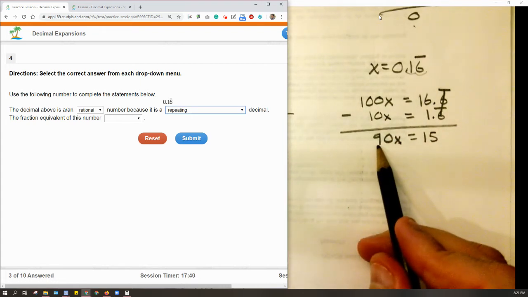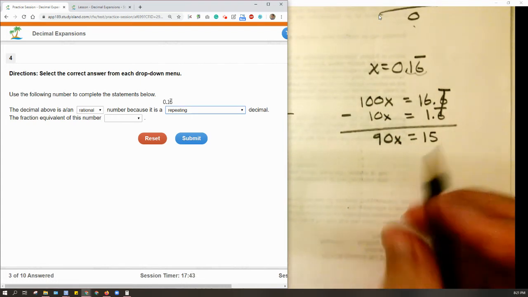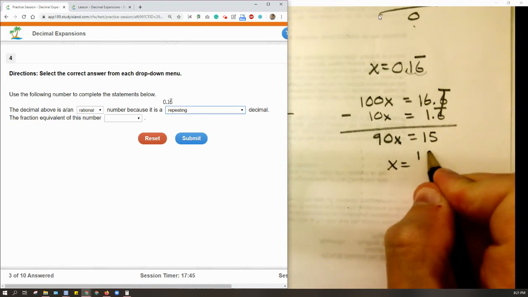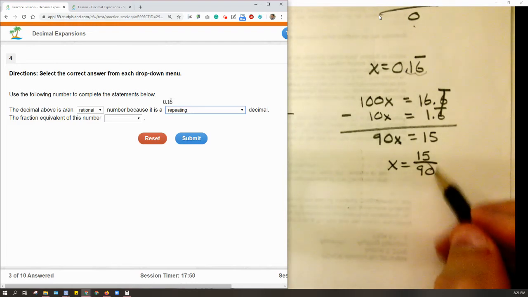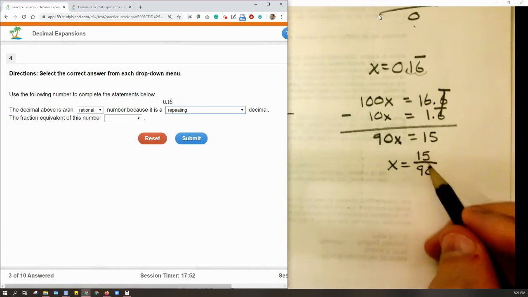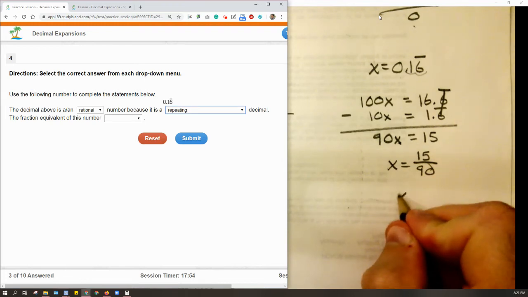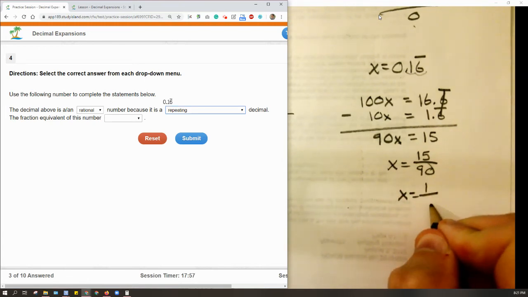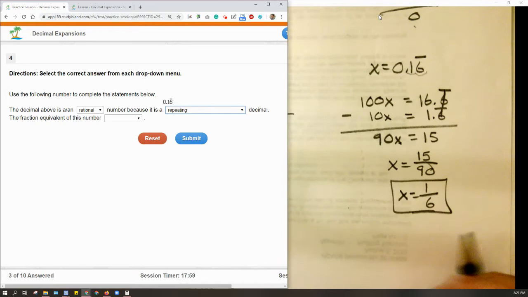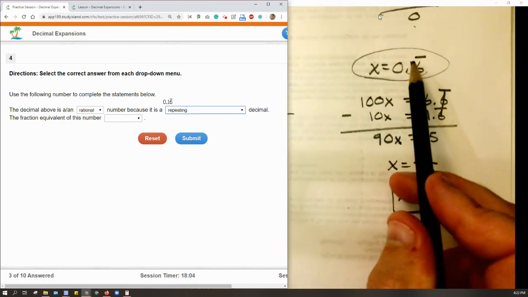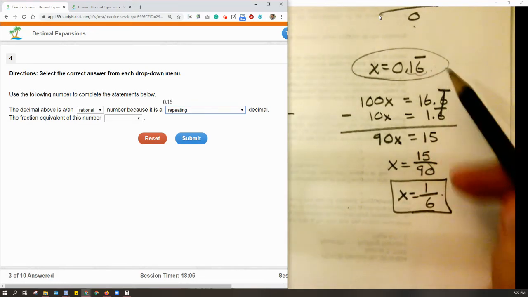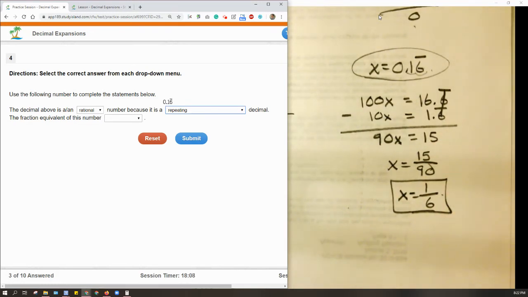After that, you should have a simple one-step equation. If 90x is equal to 15, then 1x is equal to 15/90. Just divide both sides by 90. And hey, 15/90, I can simplify that. 15 and 90 both divide by 15. 15 divided by 15 is 1, and 90 divided by 15 is 6. So when I simplify the fraction, I get x is equal to 1/6. And of course, x started off as equal to 0.16 repeating. So those two things are both equal to x. They have to be equal to each other. So in my answer over here, 1/6 is equal to 0.16 repeating.